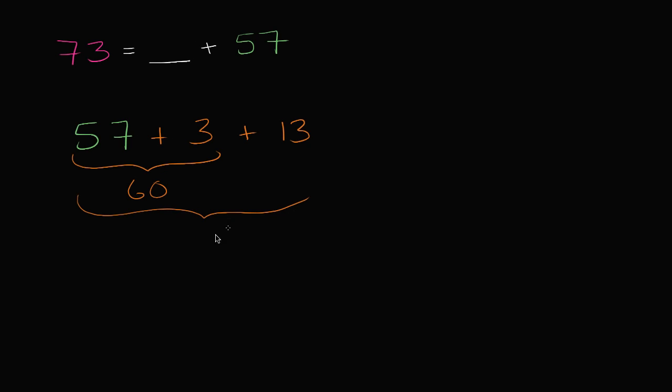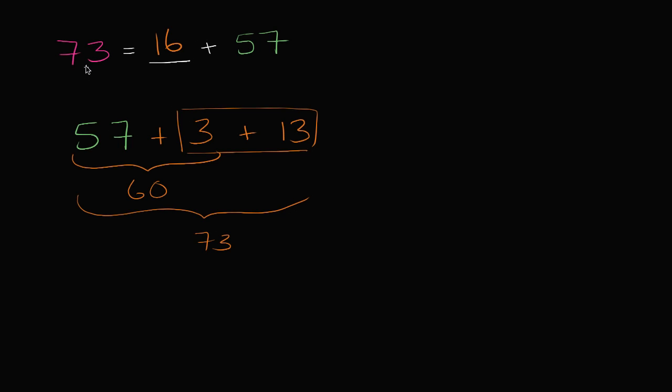So now this whole thing is 73. So what did I add to 57 to actually bridge the gap? I added 3 plus 13. So I added 16. So 16 plus 57 is equal to 73.